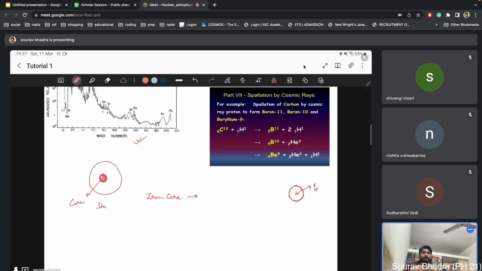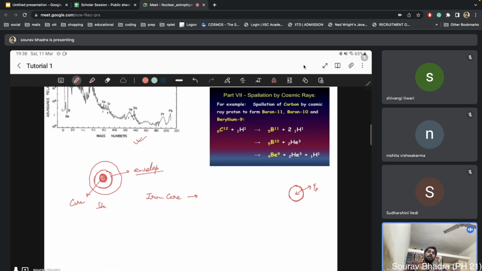As the core collapses, it will release gravitational energy, right, because GM(1/r minus 1/r0) is the gravitational energy it will release. That released energy will heat up the outer part, the envelope, or the outer part of the core. So the energy released due to the gravitational contraction heats up the envelope.